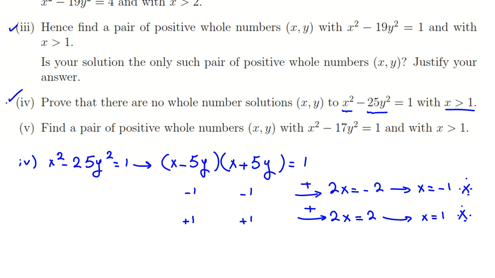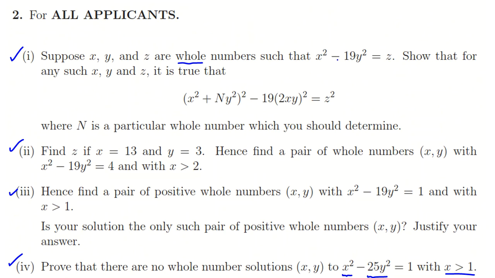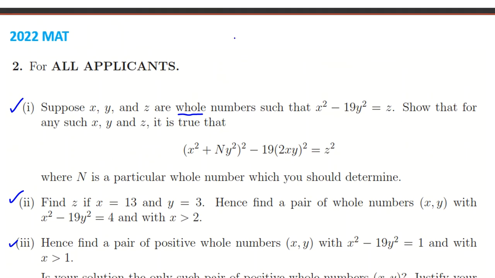Let's work on part B. Find the pair of positive whole numbers x, y with x squared minus 17y squared equals 1, and with x greater than 1. Okay, here, what's the difference? Here we have negative 17y squared, while in the previous part we had negative 19. Now if we consider it for 17, let's see does it work or not.